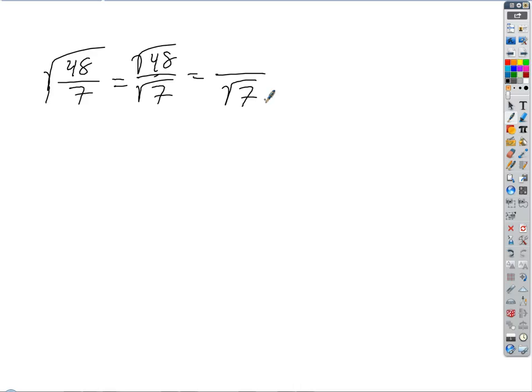24. Half of 48. Well, where does 24 fall? 24 is between 16 and 25, right? So I can ignore all of those and just work up from there. Say I try 16 first, and if that doesn't work, I try 9, and if that doesn't work, I try 4, right? So does 16 go into 48? Yeah. It does.